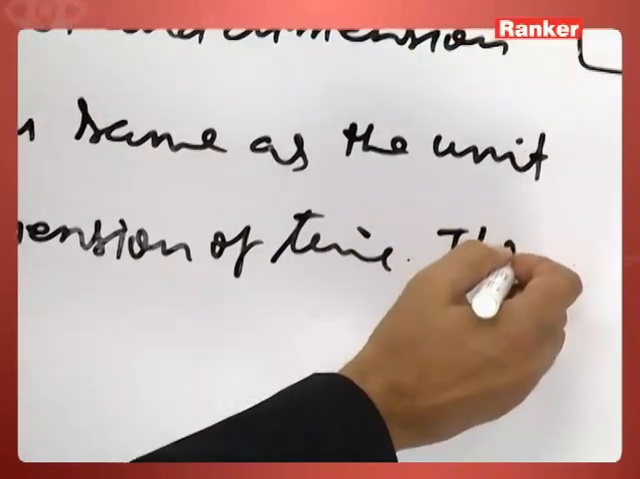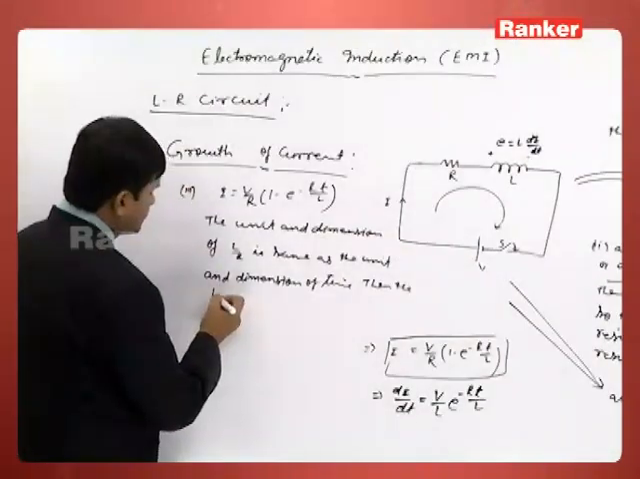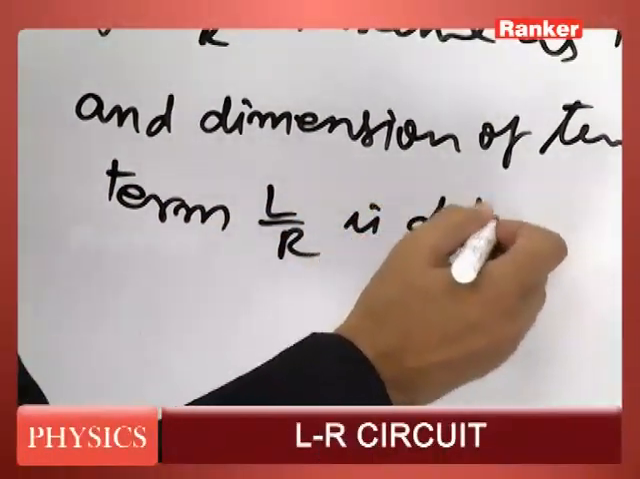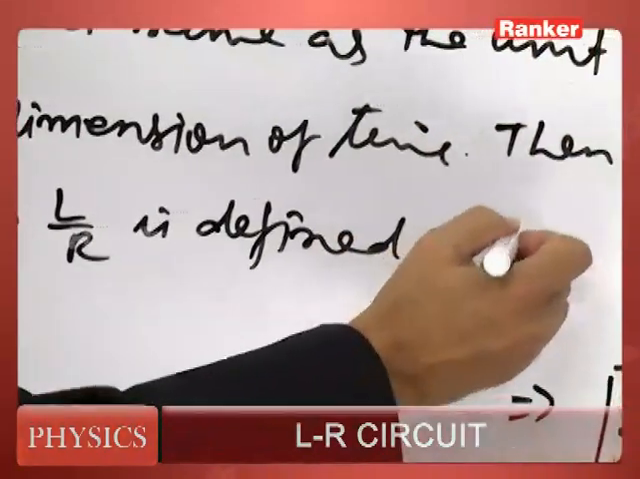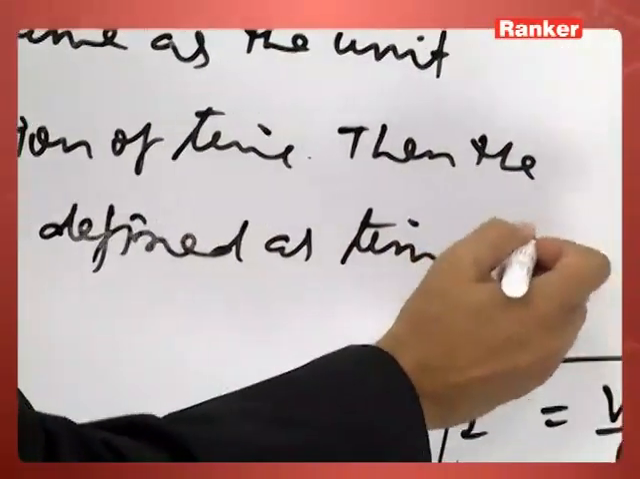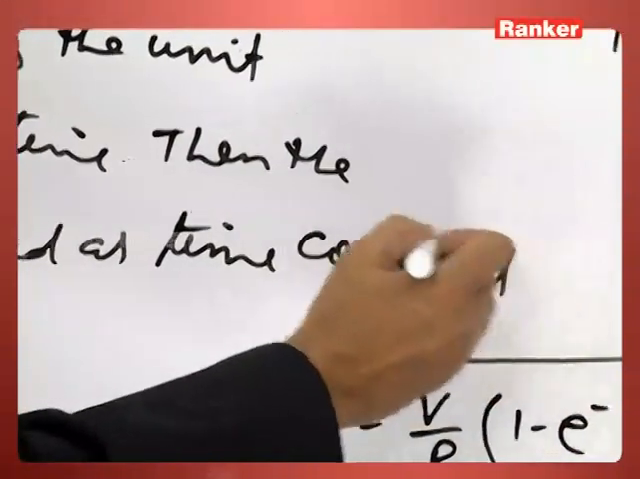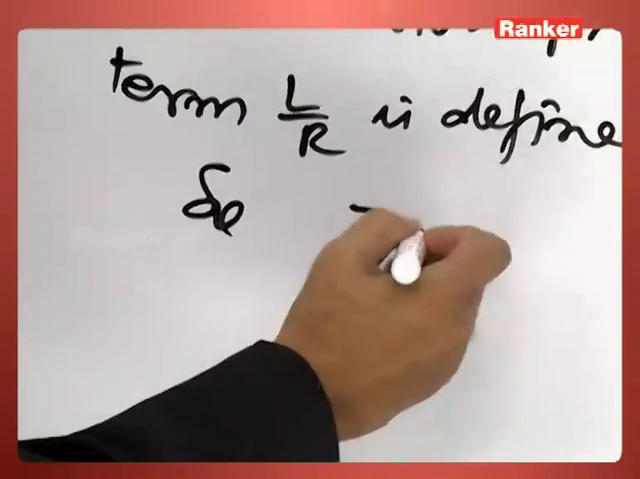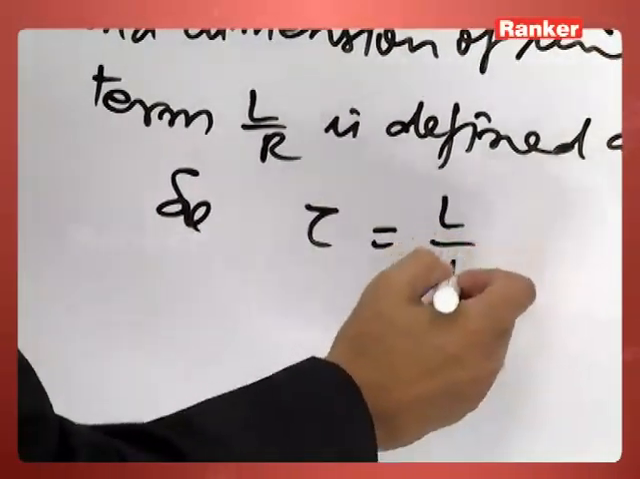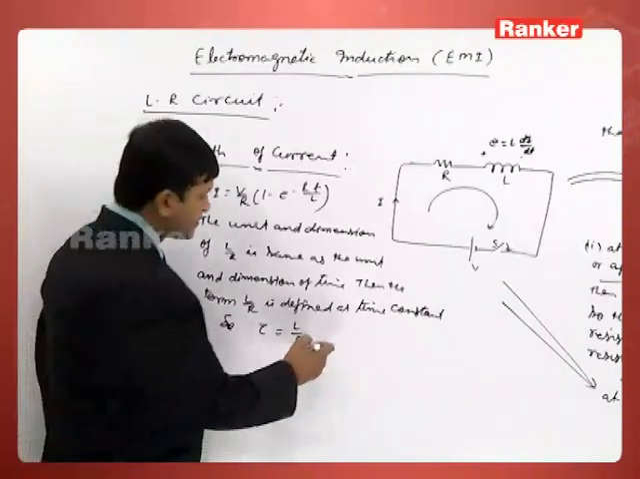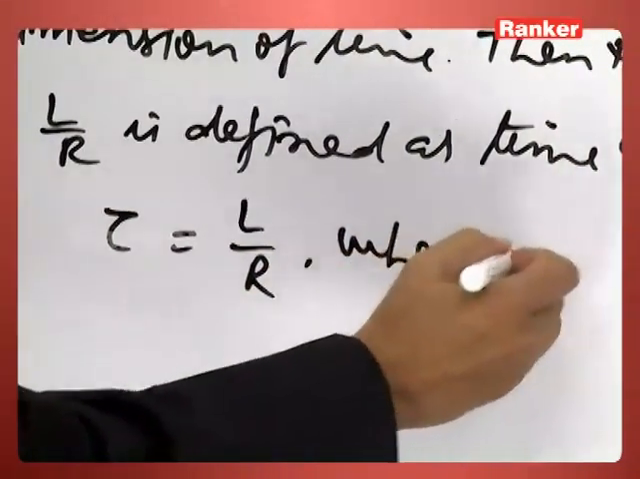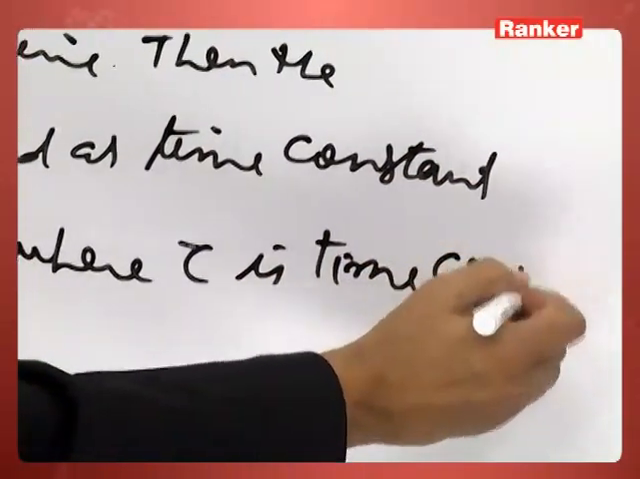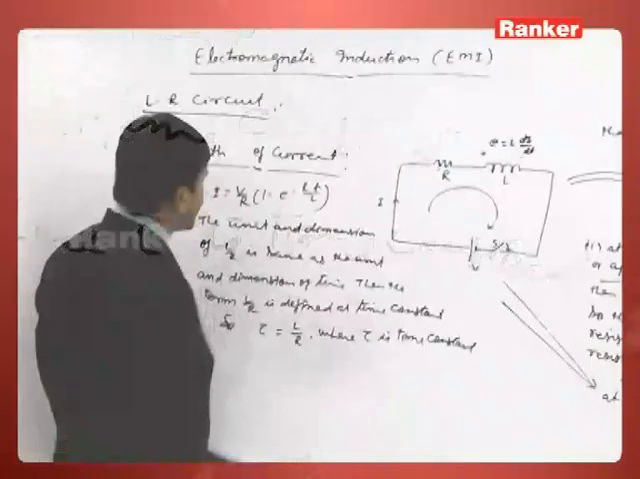So then the term L by R is defined as time constant. This term is defined as time constant. So tau is written as L by R, where tau is time constant.